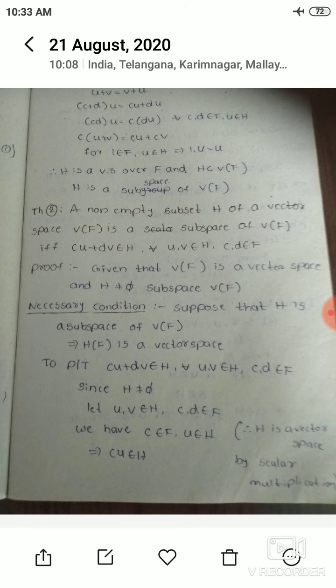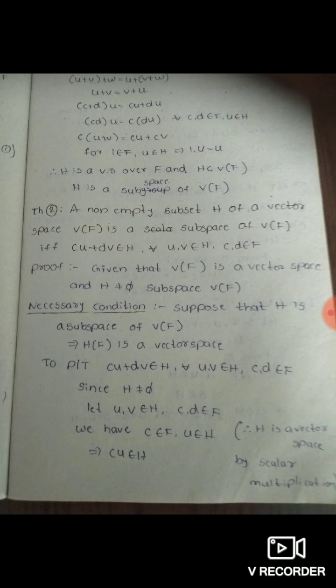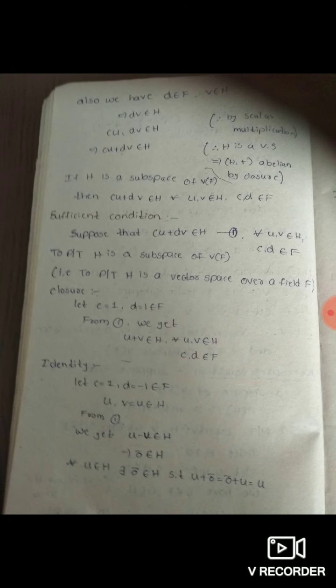Okay, next similarly we write it as d belongs to F and v belongs to H, so dv belongs to H. Same, by scalar multiplication, d belongs to F and v belongs to H, that is dv belongs to H. We take two terms, that is cu belongs to H and dv belongs to H.